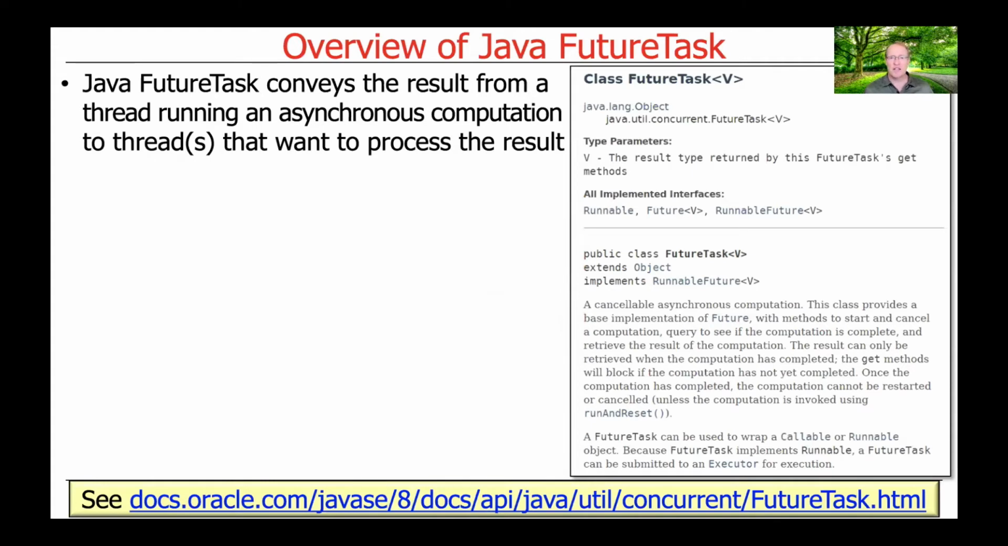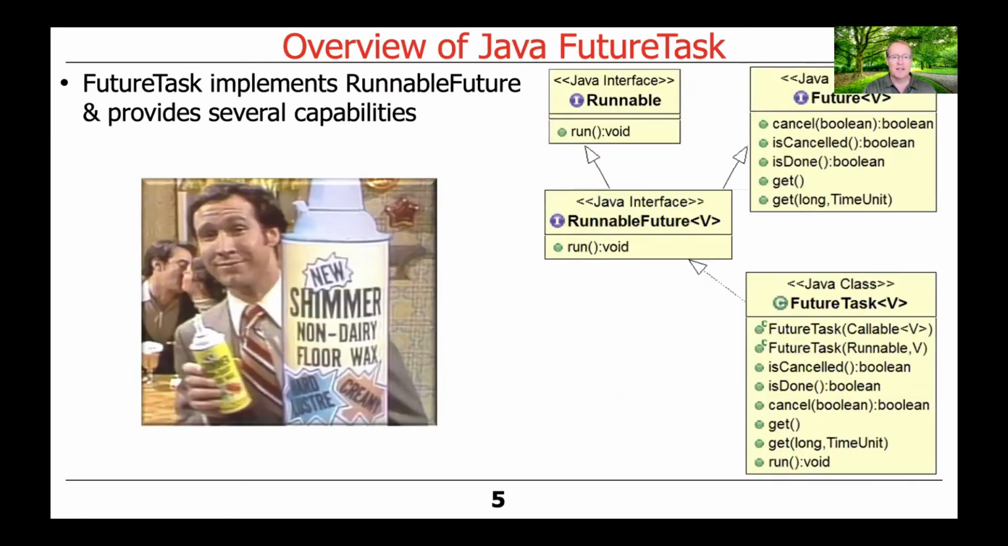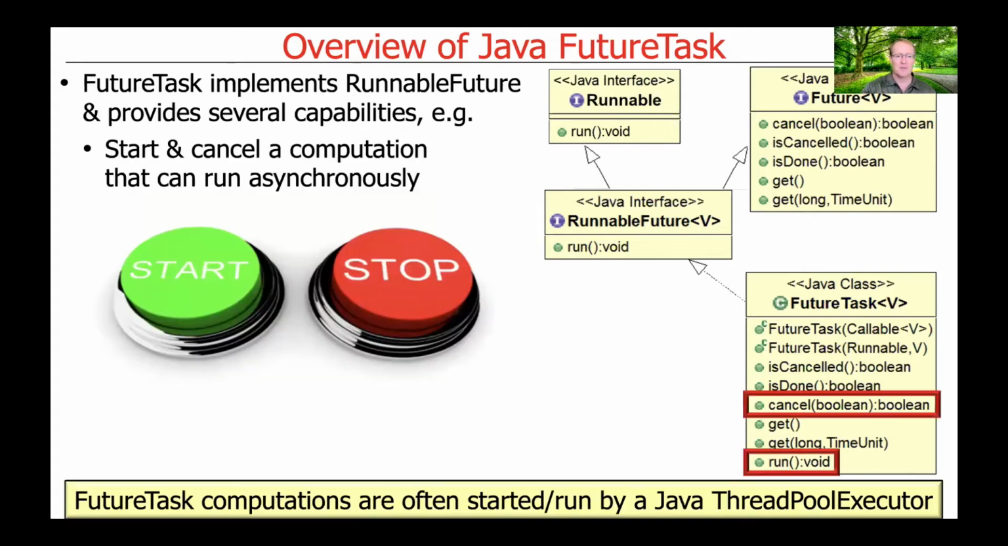So basically, it can be used to convey the result from a thread that's running an asynchronous computation to one or more threads that want to process the results of that asynchronous computation. And it implements a couple of different interfaces. It implements something called RunnableFuture, as you can see here. And RunnableFuture, in turn, implements Runnable and implements Future. So it's a RunnableFuture. And there's various reasons why they combine them together into a single interface called RunnableFuture. We'll be talking about this.